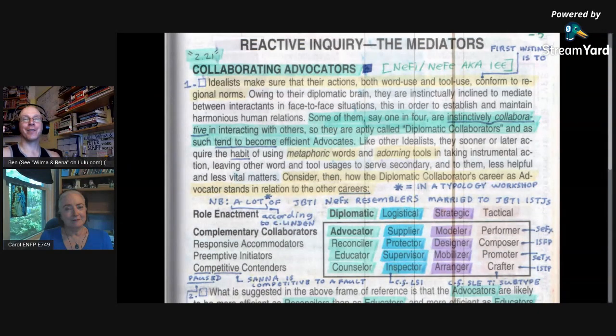So what have we got here? Conform to, owing to their diplomatic brain, they're instinctually inclined to mediate between interactions in face-to-face situations, in order to establish and maintain harmonious human relations. There we go, Cal. This is what I was trying to get at last time, that there's an FI part to interactions between people.